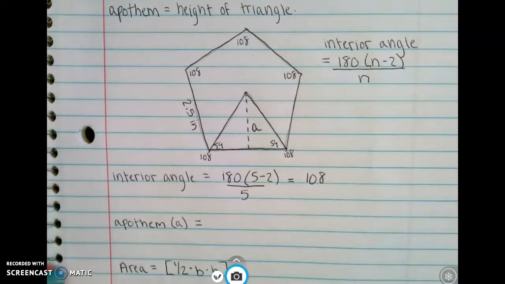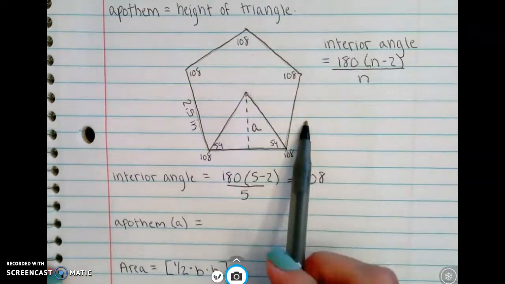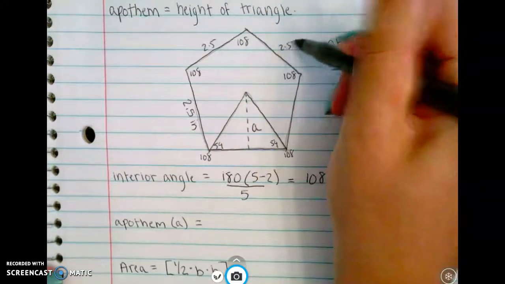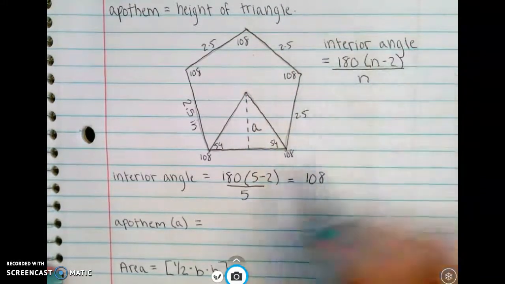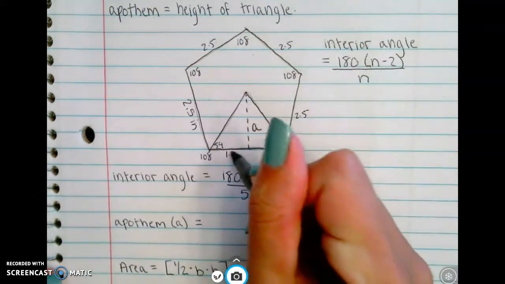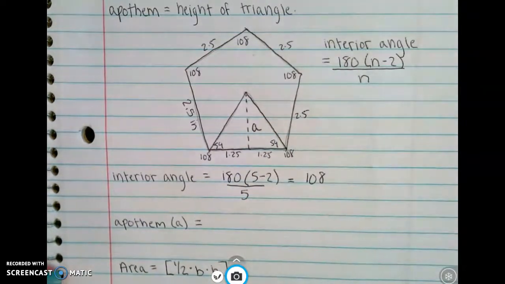The next thing that we need to know is that this 2.5, since it's a regular shape, is the same measurement all the way around our pentagon. But when we get to the bottom, the apothem, the height, is going to cut that in half. So it's going to be 1.25 for each of those little triangles.